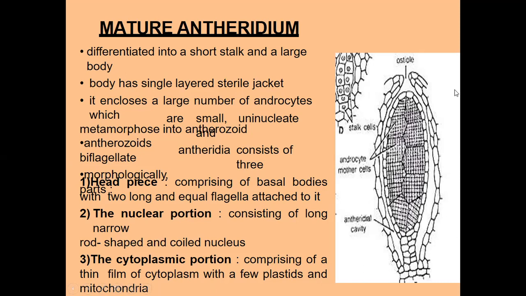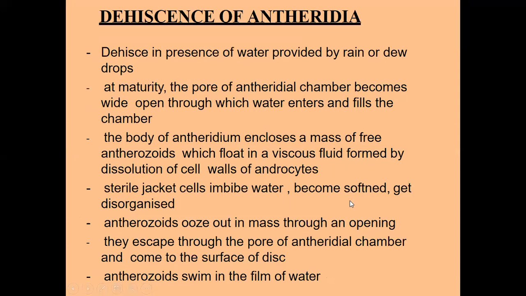Now, when this antheridia is completely filled with antherozoids, the apex of the antheridia, or the tip region of the antheridia, will simply open and liberate all the antherozoids from this antheridial chamber, from this ostiole. So this is how the antheridiophore and the antheridia are formed, that is, antherozoids are formed.